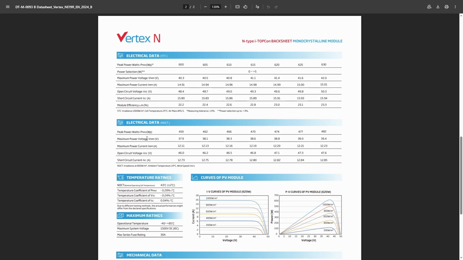Now let's look at voltage again. Under load, voltage drops. That's normal. You never operate at open circuit voltage. This is why NOCT voltage is lower than STC voltage. In hot conditions, the panel pushes less voltage, but the opposite also matters. In cold conditions, voltage increases. On cold, clear days, VOC can be higher than expected, sometimes even higher than STC values.